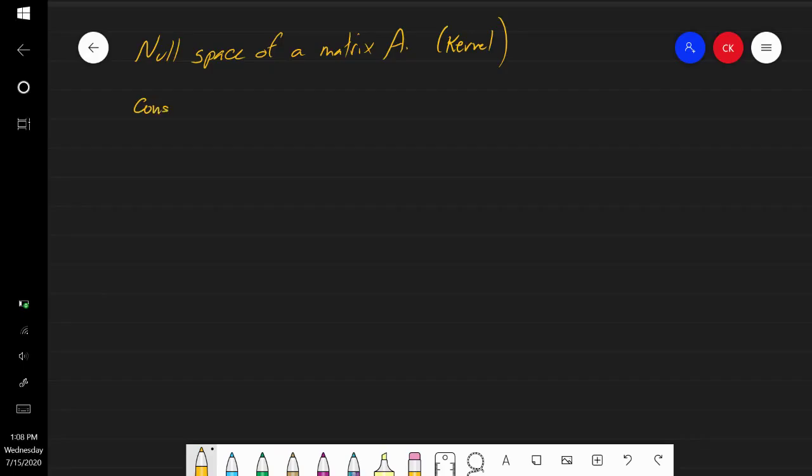So it consists of all the values x, all the vectors, such that A times x is equal to the zero vector. And again, here x is an element of the reals.